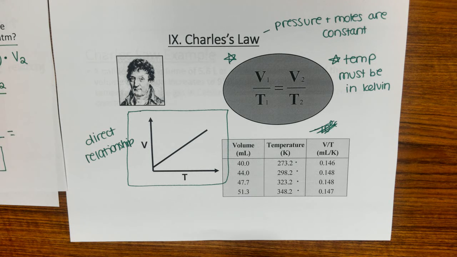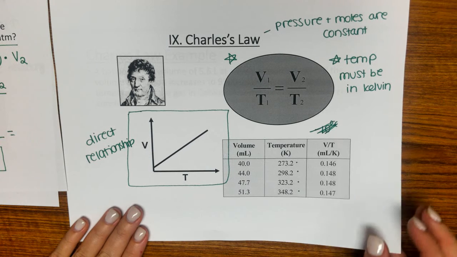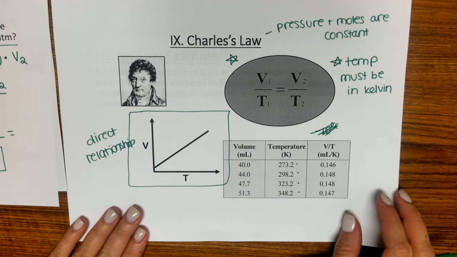So this is Charles' Law, V divided by T. Boyle's was P and V. Dalton's was just pressure.